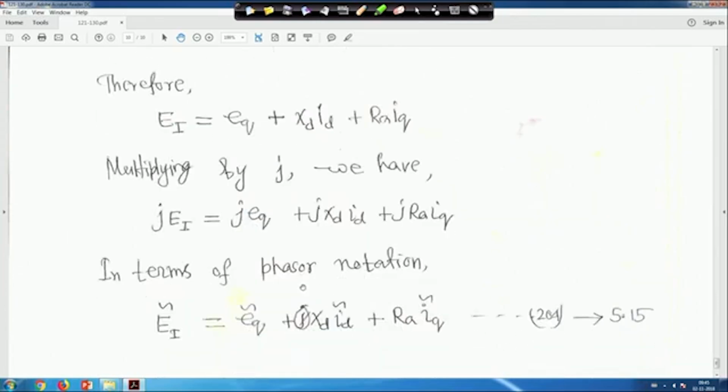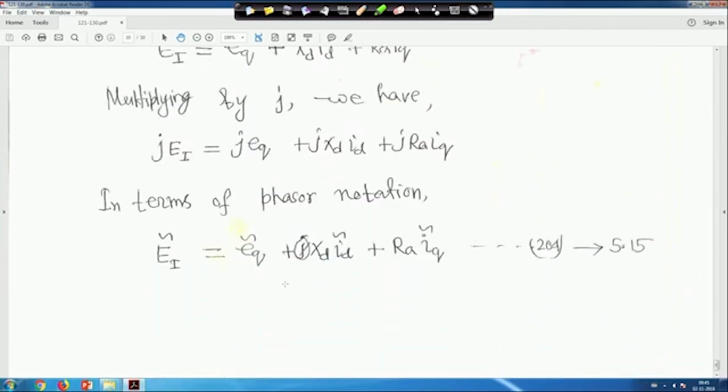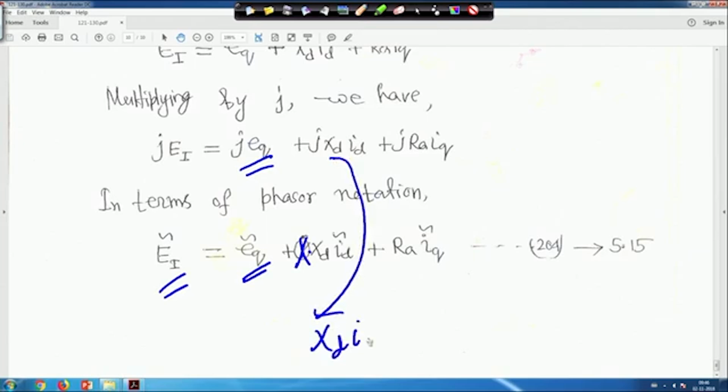In terms of phasor notation, this can be written as E_I tilde is equal to jE_Q, which can be written as E_Q tilde, right, and jX_D I_D can be written as X_D I_D tilde. This j is not there; this term will actually be X_D I_D tilde, right. I made it by mistake while writing.